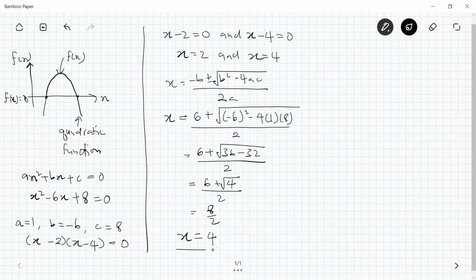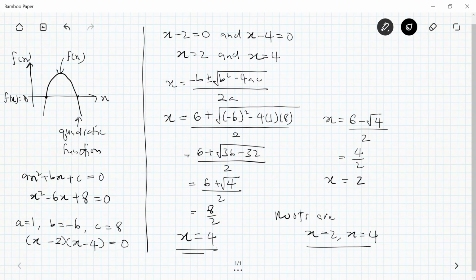So this is one of the roots. And the other one is just x equal to 6 minus square root of 4 divided by 2. So 6 minus 2 is 4. 4 divided by 2 is 2. So x is 2. So the roots are x equal to 2, x equal to 4. So there are two methods here that I showed you.